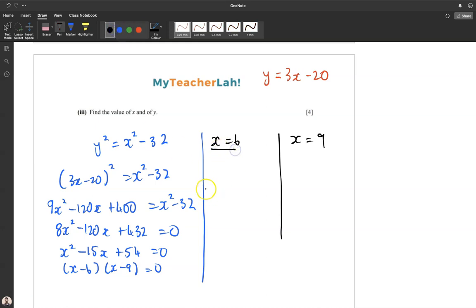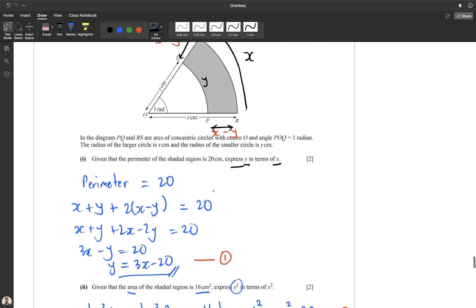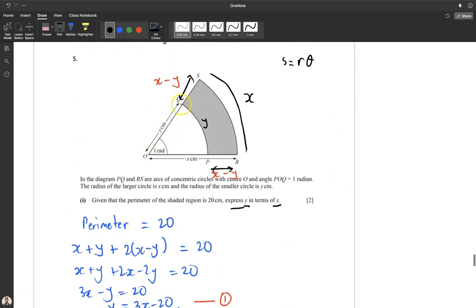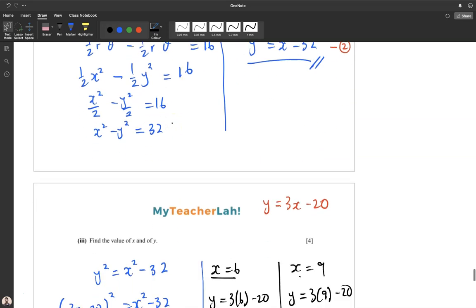Now since we have found x equals 6 and x equals 9, what we're going to do is substitute inside. So y equals 3 times 6 minus 20. Here I'm going to get negative 18. What about here? Here I'm getting y equals 3 times 9 minus 20. I'm getting 7. Now there is a problem here. Remember that the y that we are looking at is actually this. It's a length. A length cannot be negative.